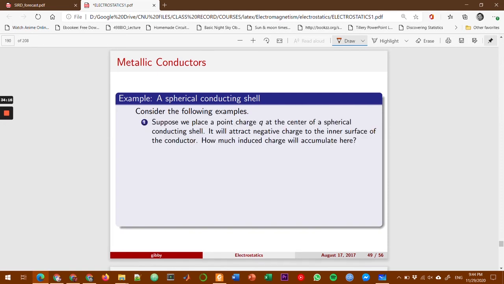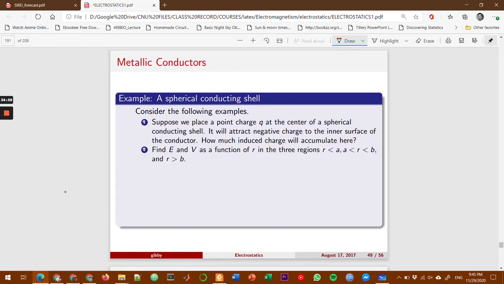Consider this example. Suppose we place a point charge Q at the center of a spherical conducting shell. In that case, it will attract negative charge to the inner surface. Okay, so we have, say, this is your shell. A shell has an inner radius and an outer radius. So this is charge Q. It will attract negative charge to the inner surface here. The question is, how much induced charge will accumulate here?